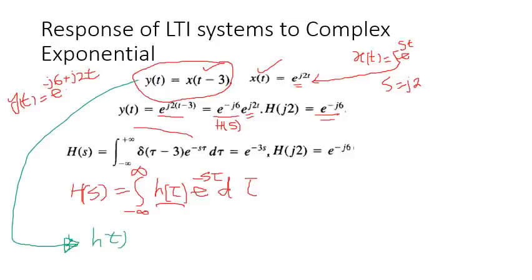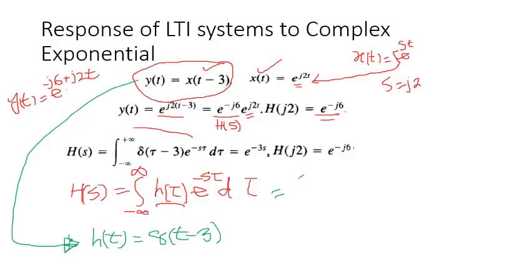And what is impulse response? Impulse response is the output of the system when the input is an impulse. So I replace the input with an impulse, so it will be impulse of t minus 3. So this is the impulse response. If I multiply it with e power minus st and then integrate it from minus infinity up to infinity, then I'll get the h of s.